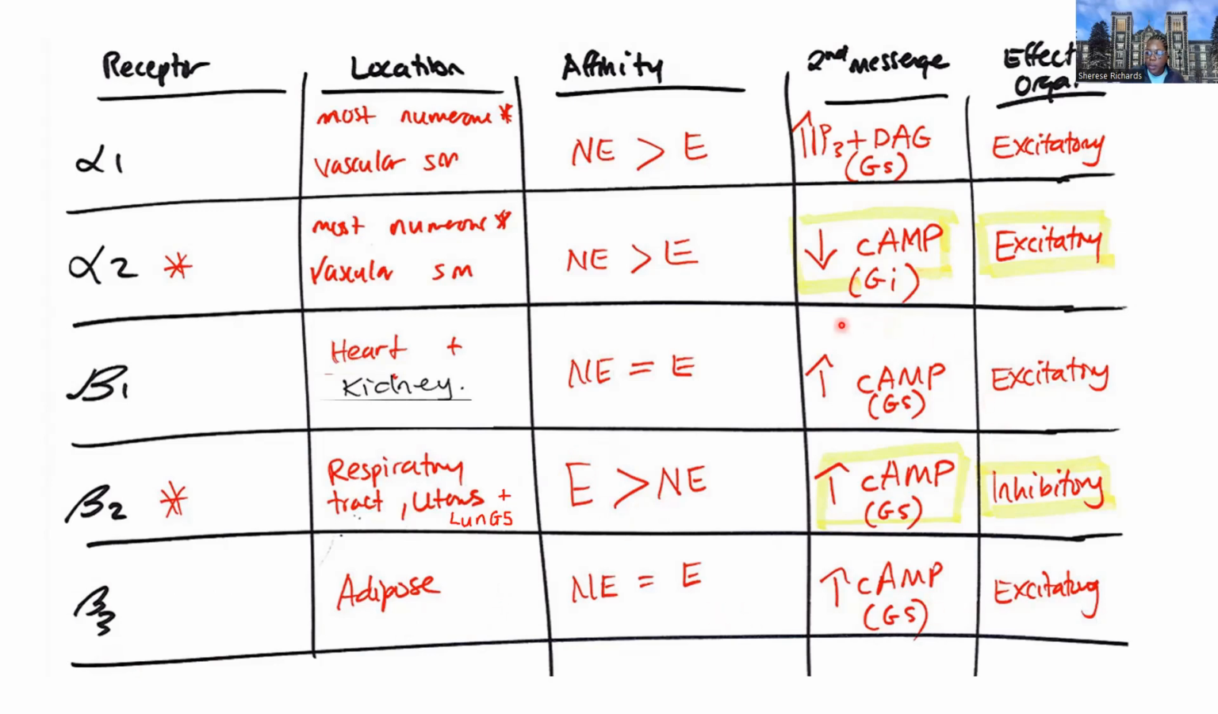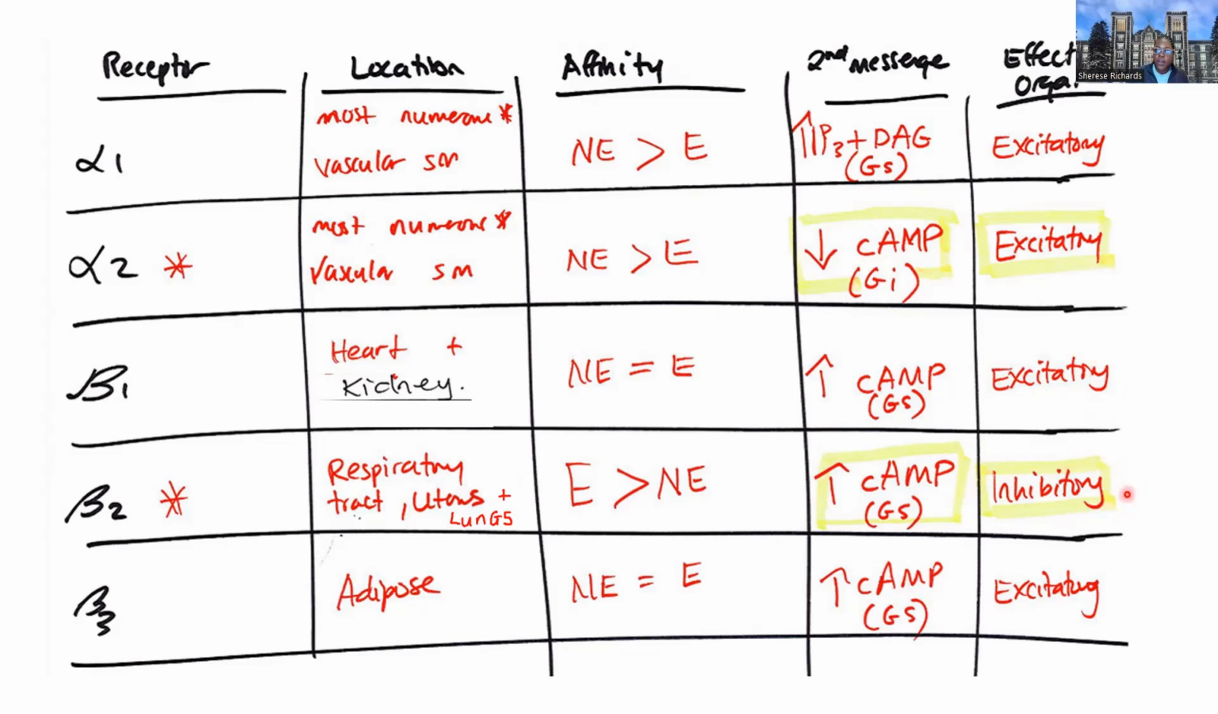Again, all three involve cyclic AMP, and all three will stimulate or increase cyclic AMP as they are coupled to stimulatory G proteins. However, the tissue-specific response is slightly different. Beta-1 will excite the heart, so think about increased heart rate and increased contractility. Beta-2, however, will inhibit or relax the smooth muscle of the respiratory tract. So that will be an inhibitory response to the tissue.